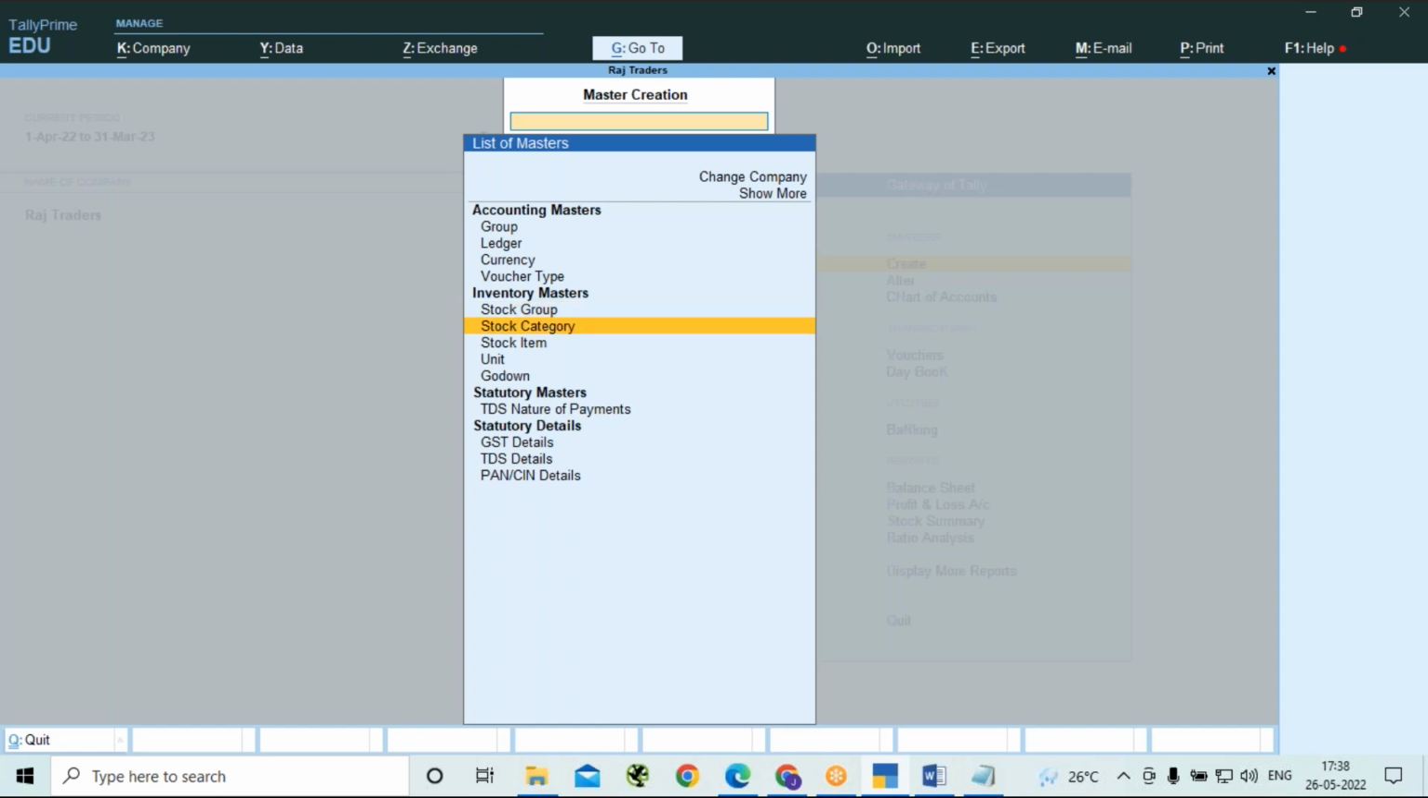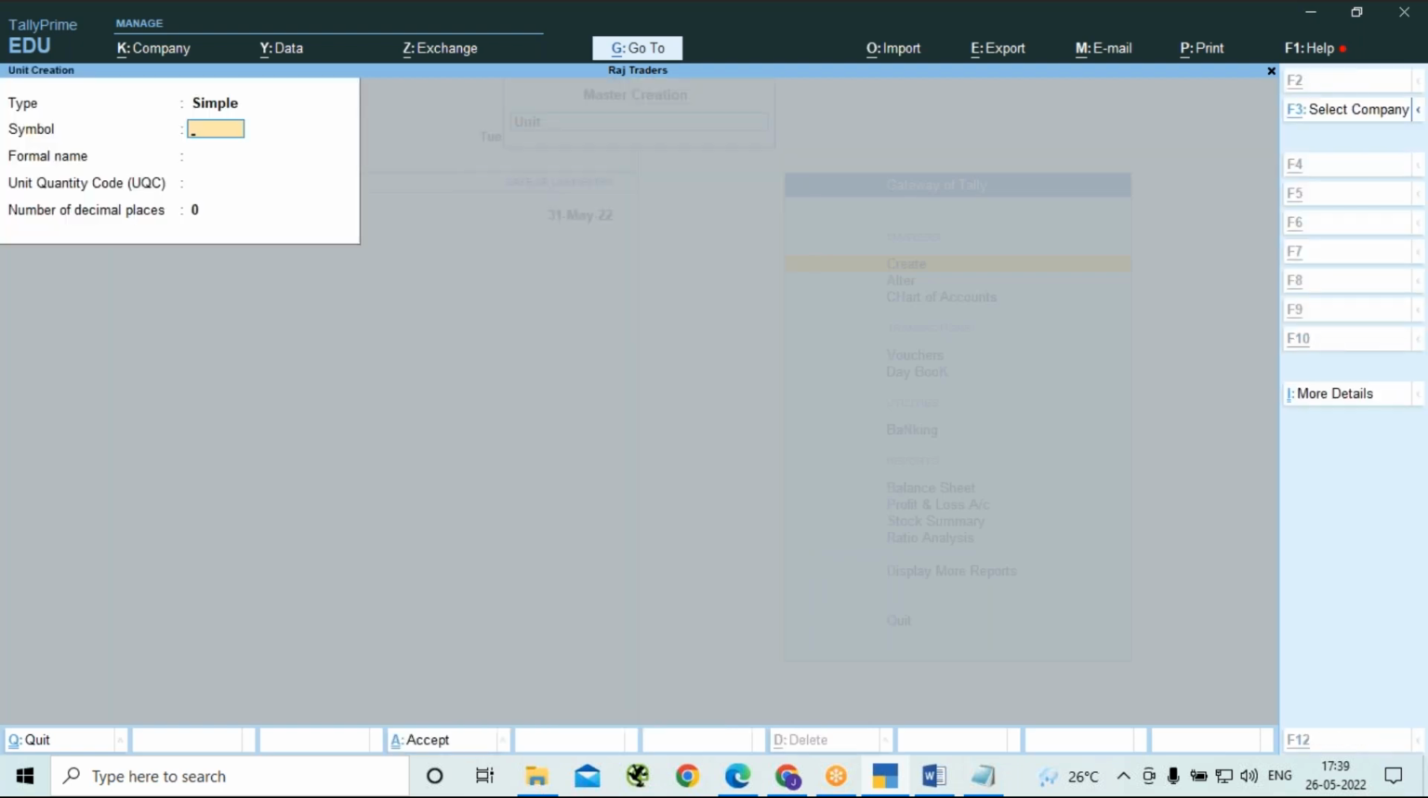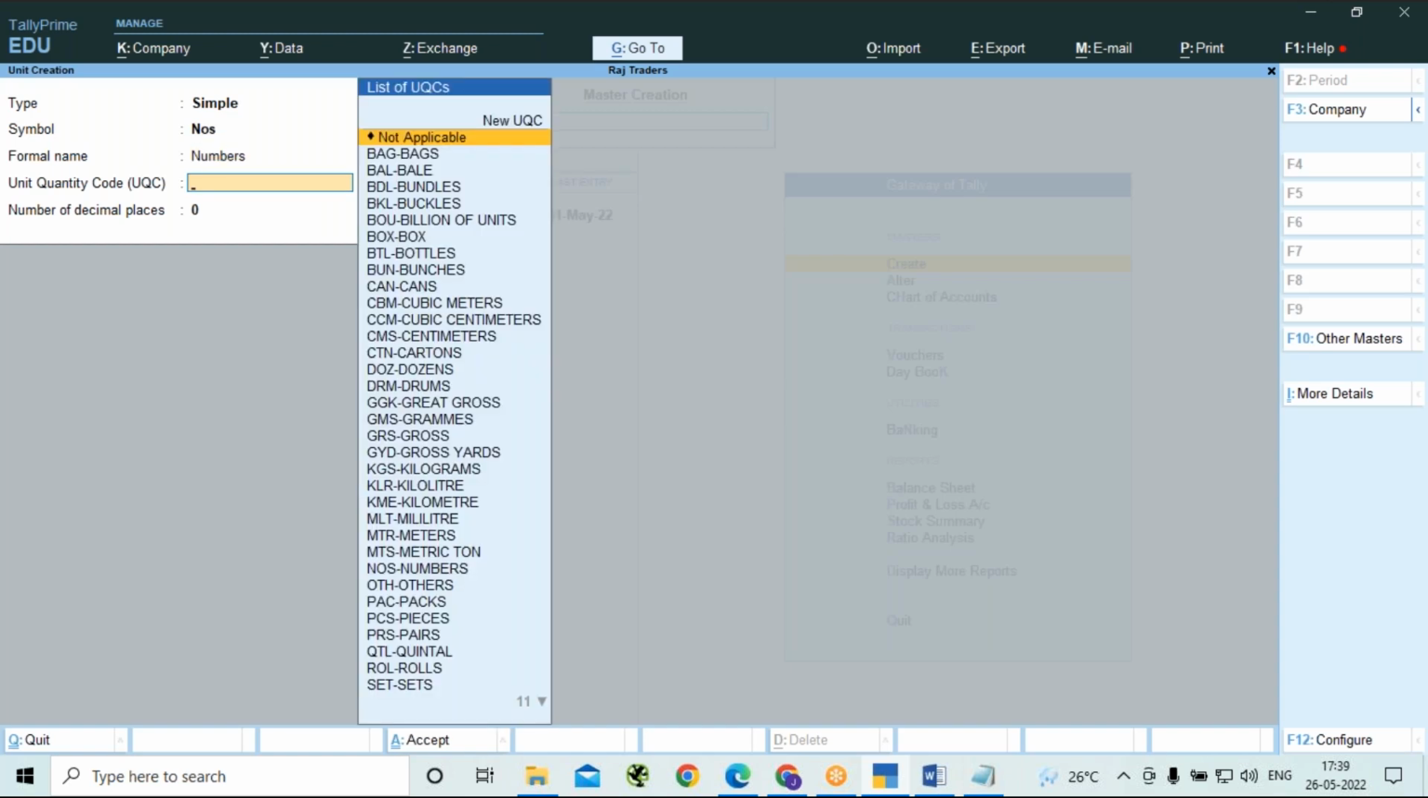Okay, so let me not go to the stock item, let me go to the units of measure. So what are the units of measure? I have it over here. One is numbers, so let me give it. When you are going to create a unit, you have two options. One is simple unit creation and another one is compound unit. Simple means it's only one type of unit of measurement. Compound means two simple units of measurement make one compound, that is a combo. Presently for this it is a simple unit. Let me give the symbol as NOS, numbers, and the full name as NUMBERS. And unit quantity code, UQC, the full form of UQC is unit quantity code. So this is the same symbol, the units of measurement symbol. It has been selected for the purpose of GST.